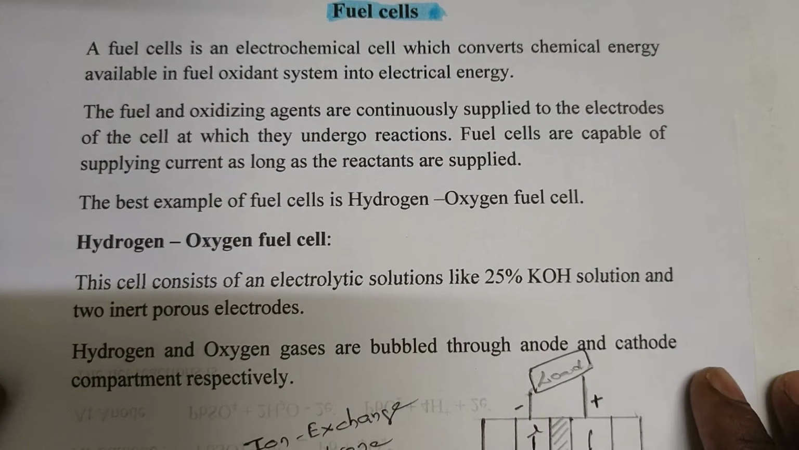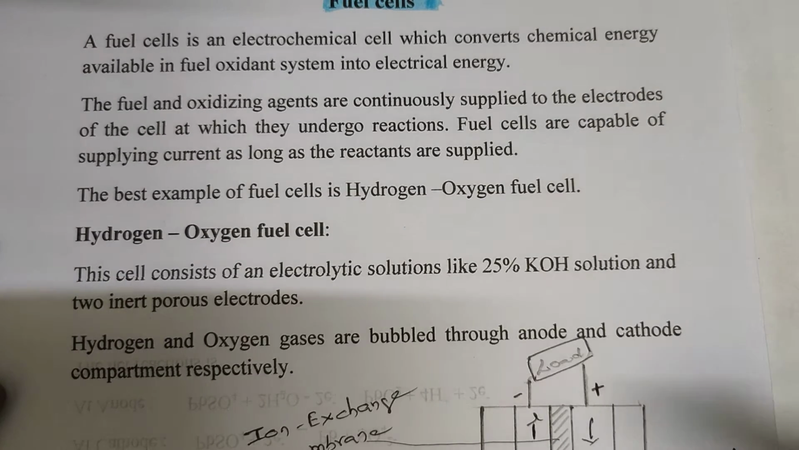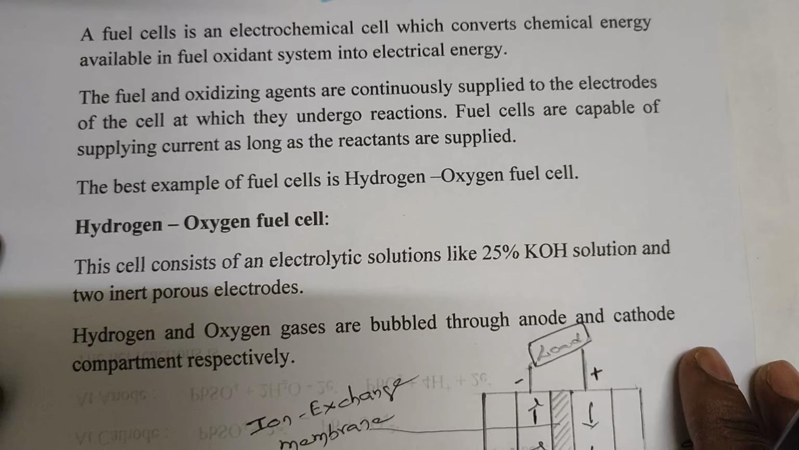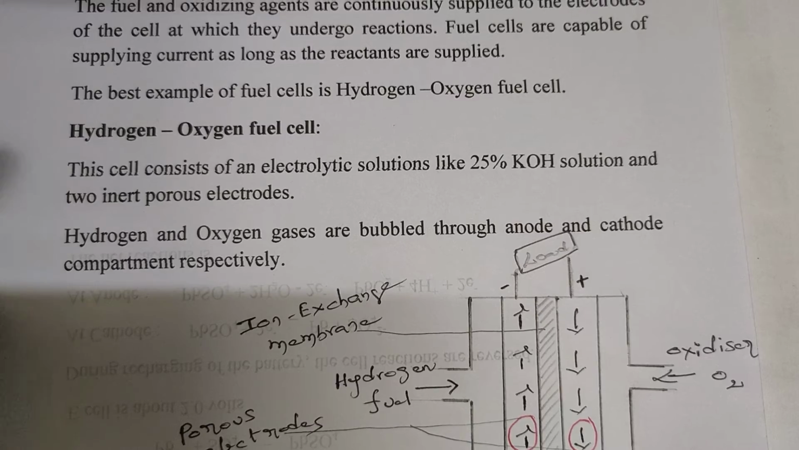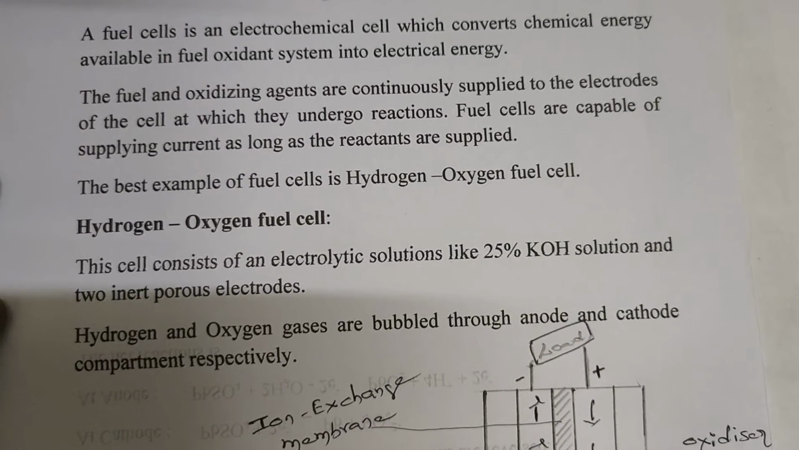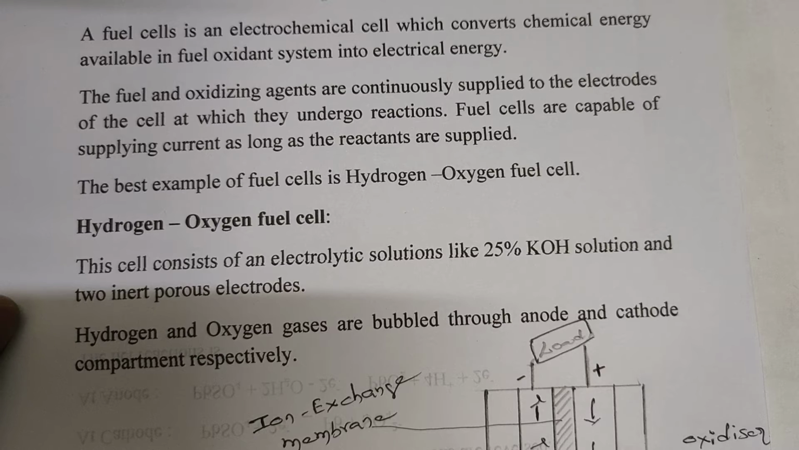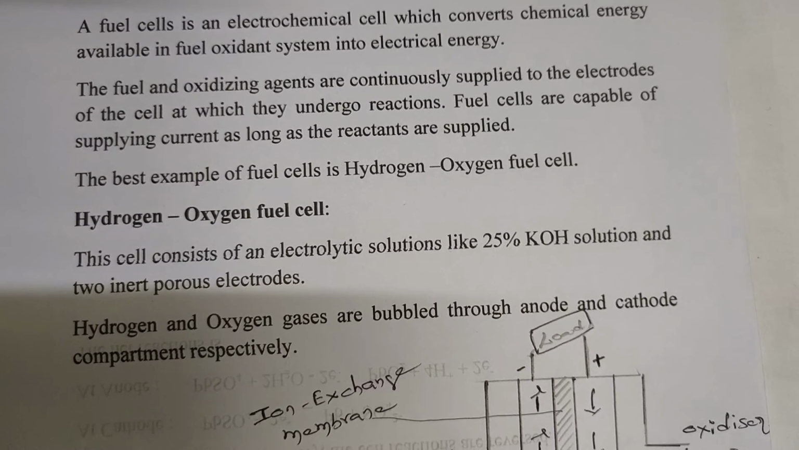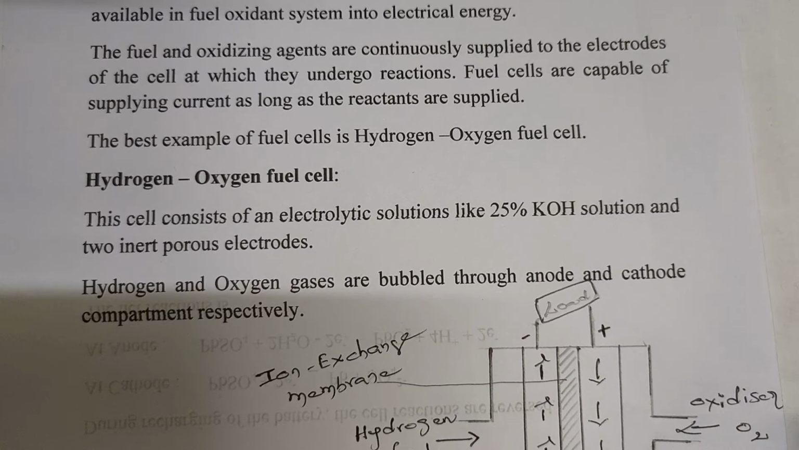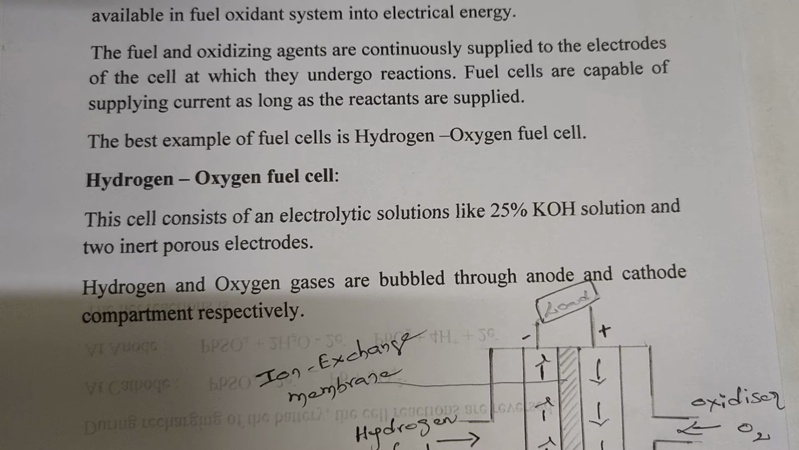In fuel cells, the fuel and oxidizing agents are continuously supplied to the electrodes of the cell at which they undergo reactions. Fuel cells are capable of supplying current as long as the reactants are supplied. As long as the reactants are supplied, the fuel containing chemical energy is completely converted into electrical energy. That is the definition, the description of a fuel cell.